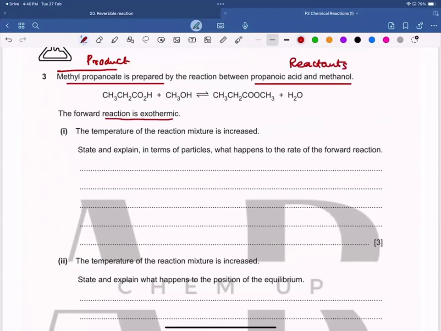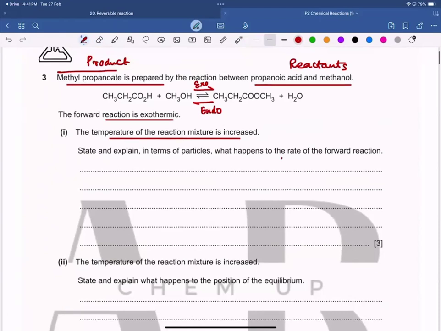The forward reaction is exothermic. So see, they have told you now that the forward reaction is exothermic. If the forward reaction is exothermic, which clearly indicates that the backward reaction will be endothermic. Now, if you read the first part, the temperature of the reaction mixture is increased. Explain in terms of particles what happens to the rate of forward reaction. So see, again, they didn't ask you about the equilibrium, they ask you about the rate. So when we increase the temperature, what happens to the particles?